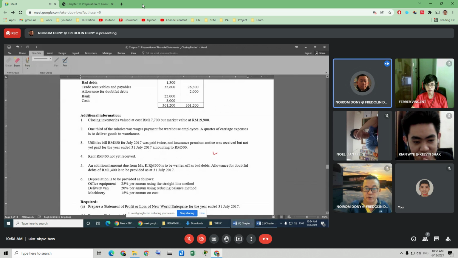Additional amount due from Miss K, 600 is to be written off as bad debts. So we have existing bad debts in the question. Do we have? We have 1,003, isn't it? So that one, double entry already completed. So this one is a new one. We have to do the entry by debiting the bad debts and then crediting Miss K, crediting the trade receivable.